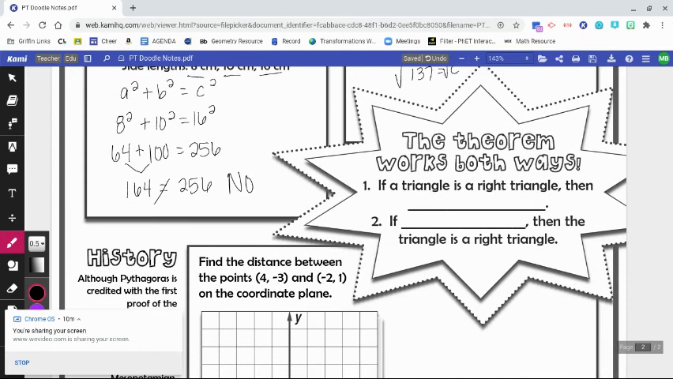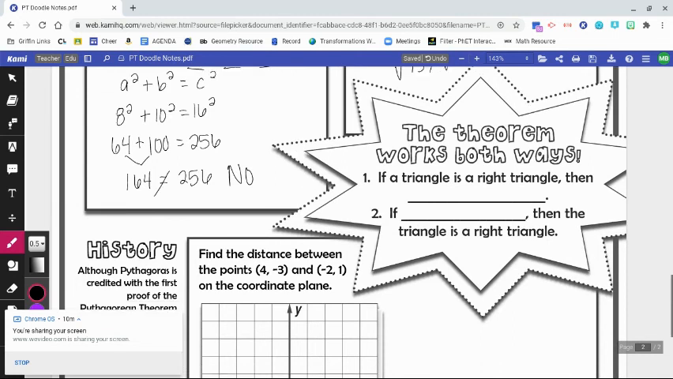So to wrap this up, it says the theorem works both ways. If a triangle is a right triangle, then a squared plus b squared equals c squared. But the opposite is also true. If a squared plus b squared equals c squared, then it must be a right triangle.